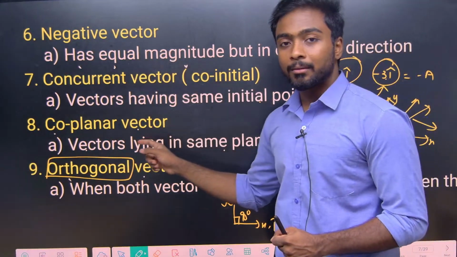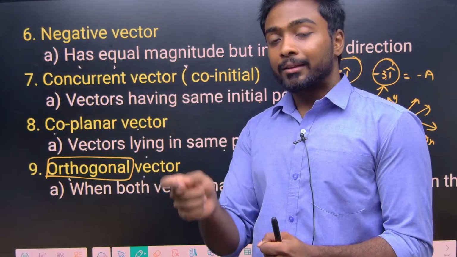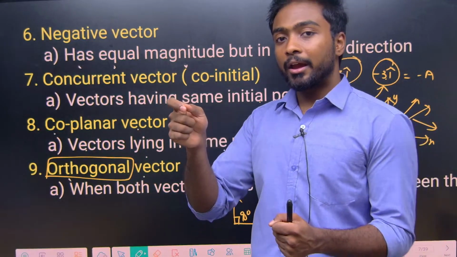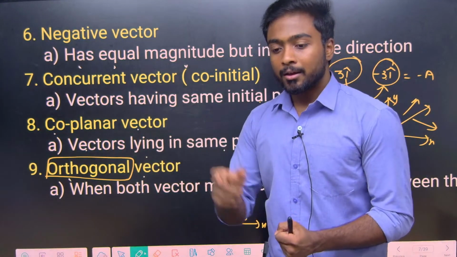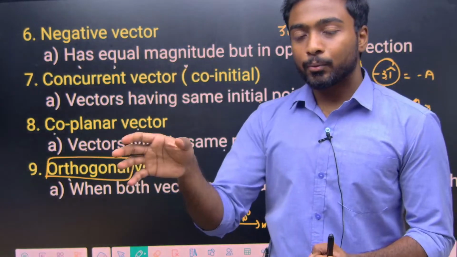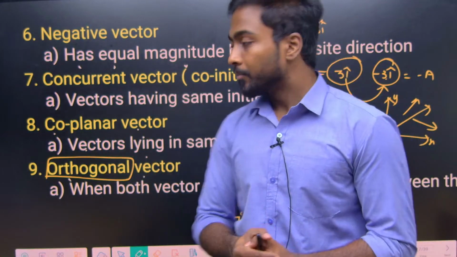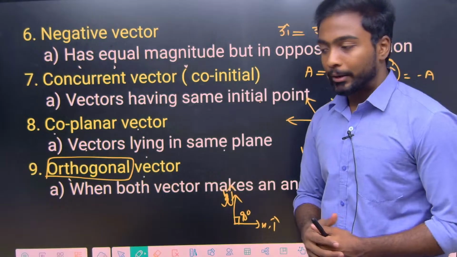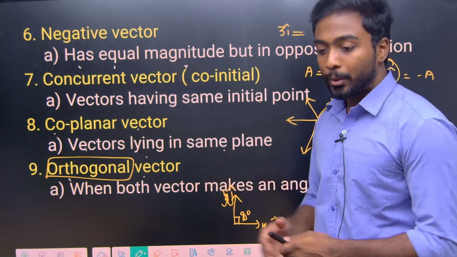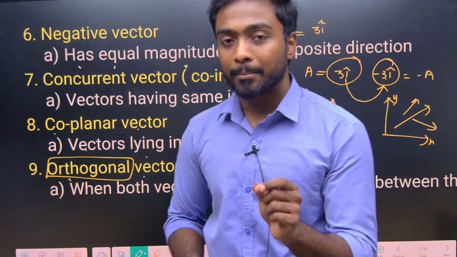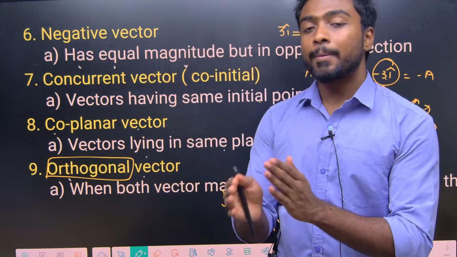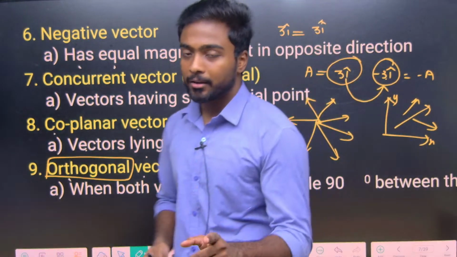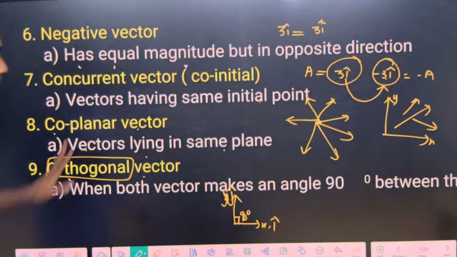Co-initial is nothing but starting with the same initial point. Coplanar vectors are vectors in the same plane. If we take any n number of vectors, they will always lie in the same plane. The last one is an orthogonal vector. Orthogonal vectors are when the angle between the two vectors is 90 degrees.